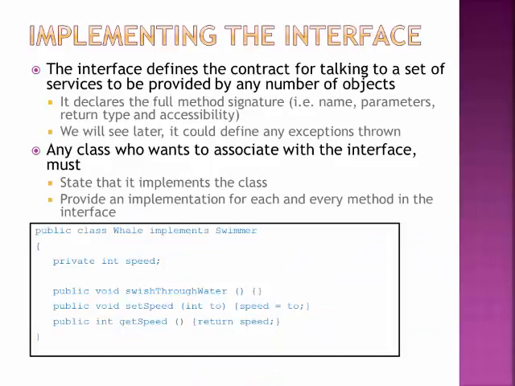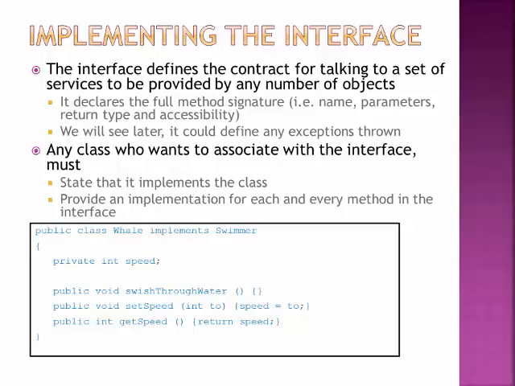That's the important part. So when I implement this interface now, much like when I did extending a class earlier, I say public class whale implements swimmer. So it's not extending swimmer, it's implementing swimmer. I'm not doing any extension there. I'm just realizing what's going on in swimmer. At this point, I must now provide an implementation for each and every method up above.